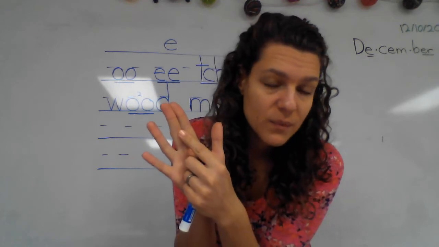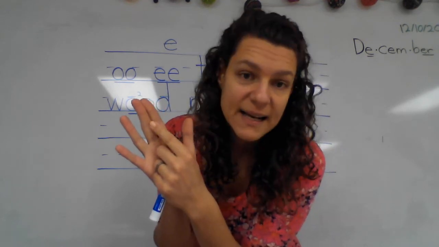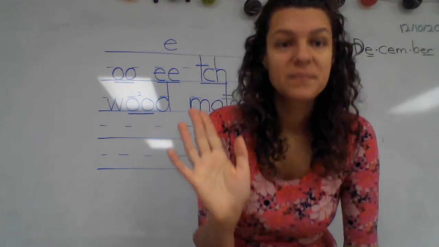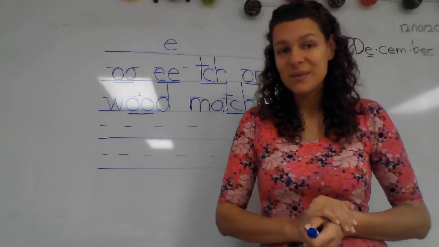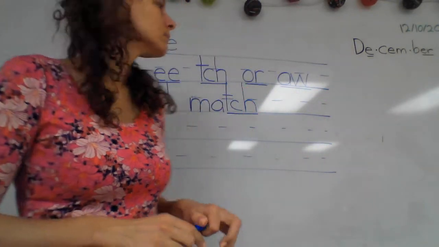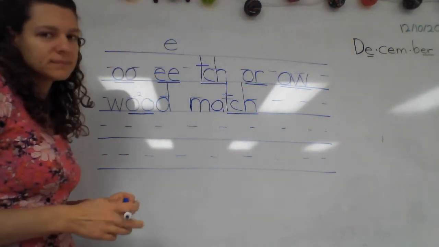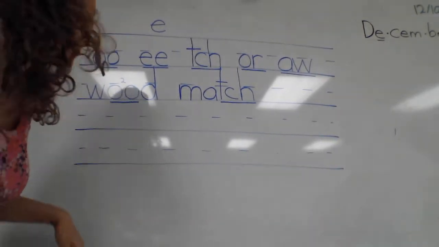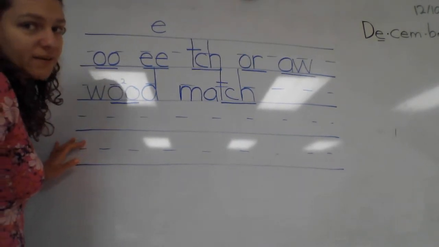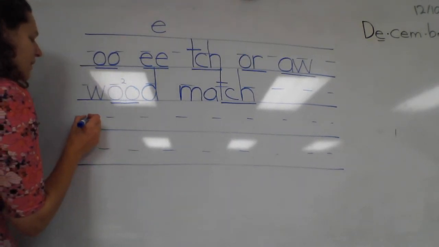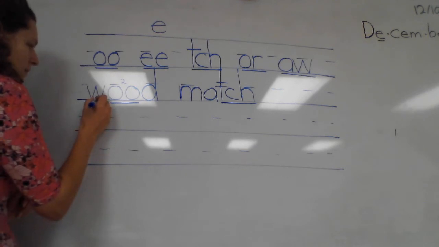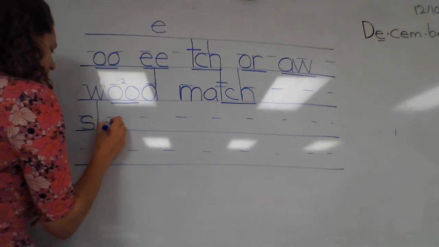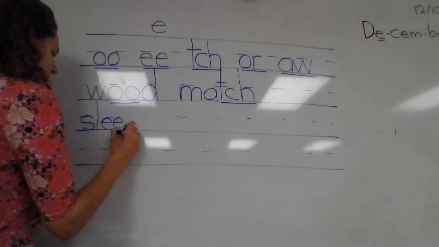Right. Our e, we're going to use e double e. Class, which e do we use in sleep? Good. E double e. All right, write those sounds. Say them while you write them. All right, put your finger under that first phonogram. What is it? Good. S, l, e, which e? Good. E double e. And good.